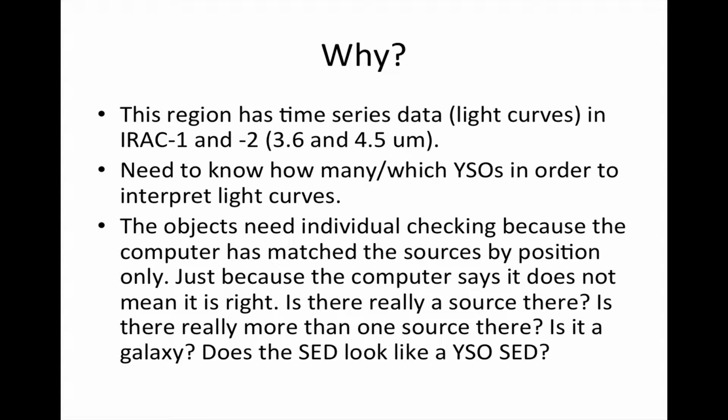I want to know what fraction of young stars are variable. I can do the numerator of that ratio because I can identify which ones are variable. But what do I put in the denominator? How many YSOs are in this region? And in order to do this, you need to check each and every object because the computer has just done simple position matches. It has not done anything sophisticated at all. And just because the computer says it doesn't mean it's right. In other words, count your change, right?